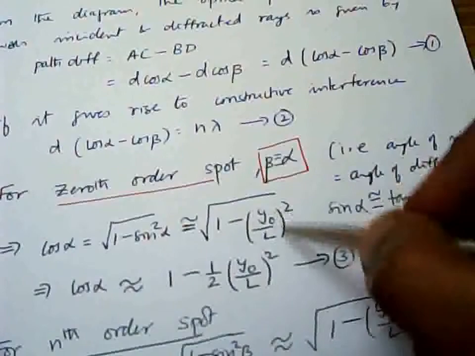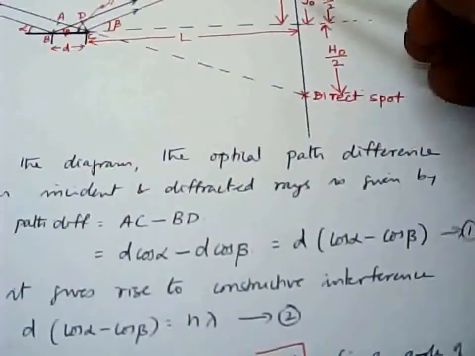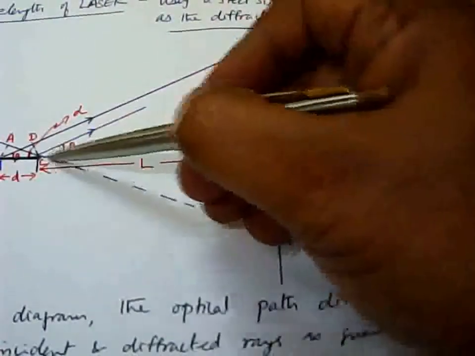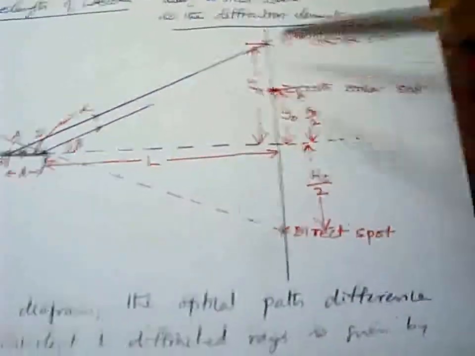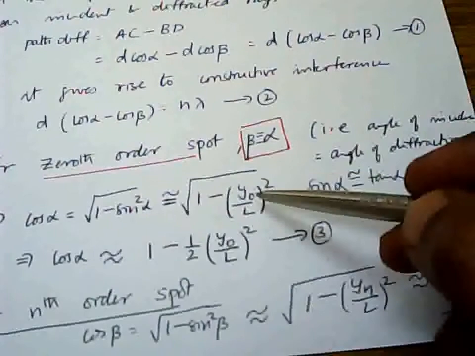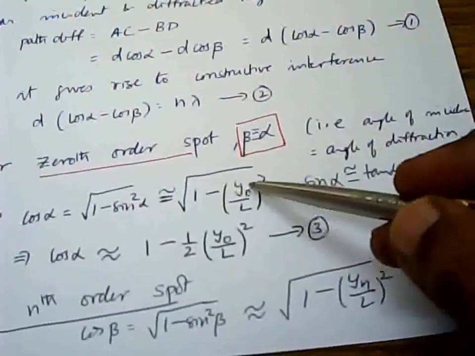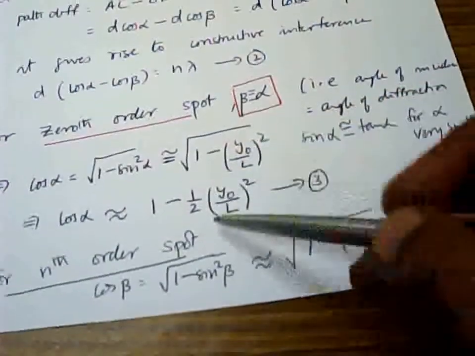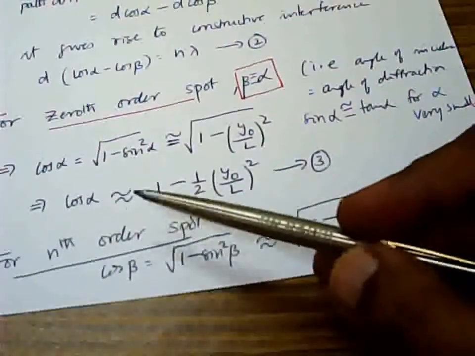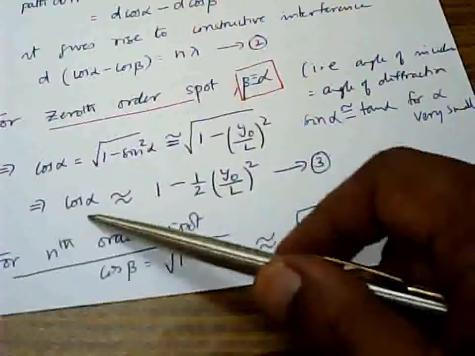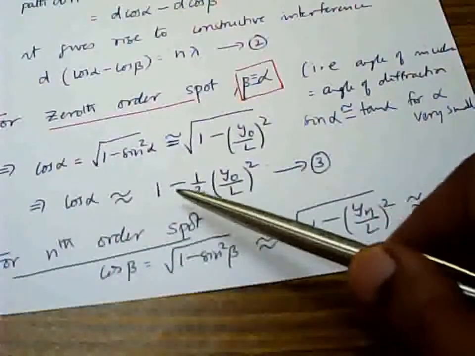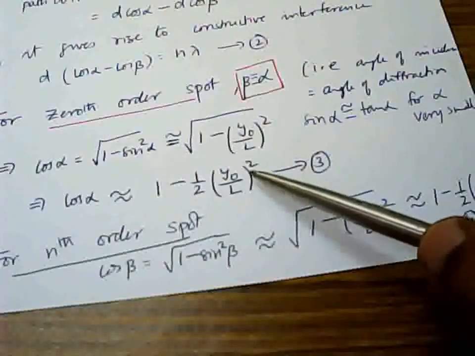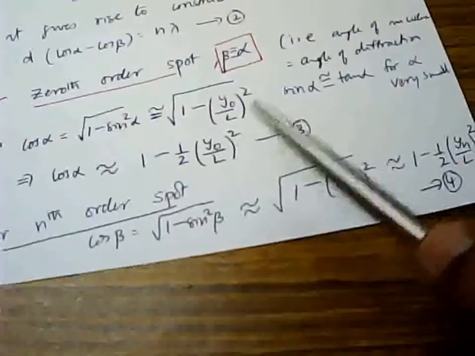So that's the reason why I have put it as y naught, you can see it here, y naught divided by L, which is nothing but tan beta. So instead of sine alpha, I have put it as sine squared alpha, which is y naught by L whole squared. Now if you Taylor expand this, you'll see that cos alpha is approximately equal to 1 minus half into y naught by L whole square.